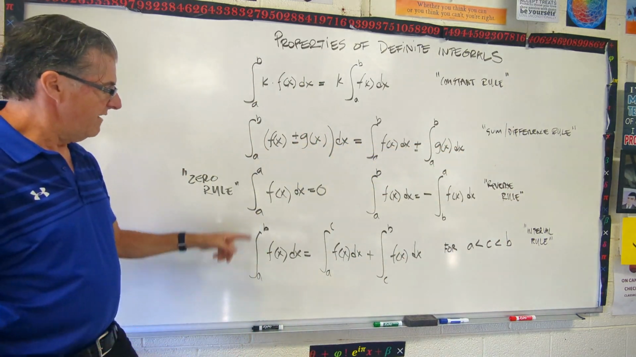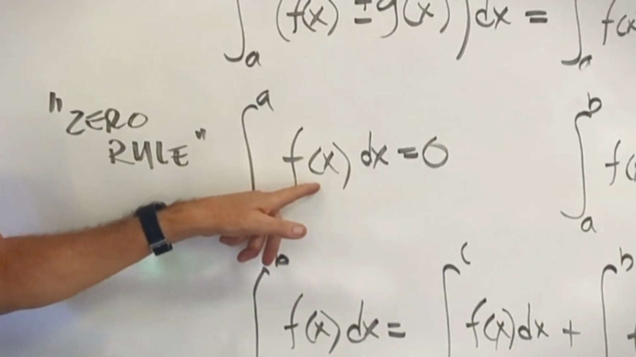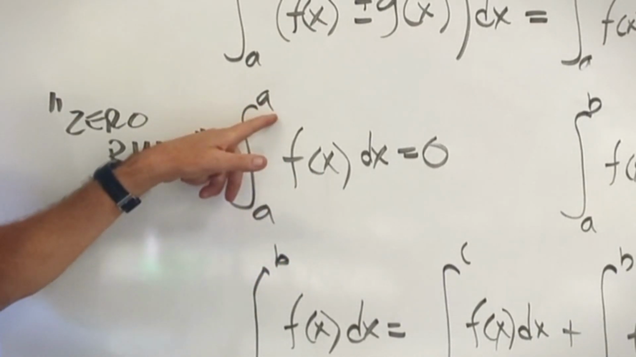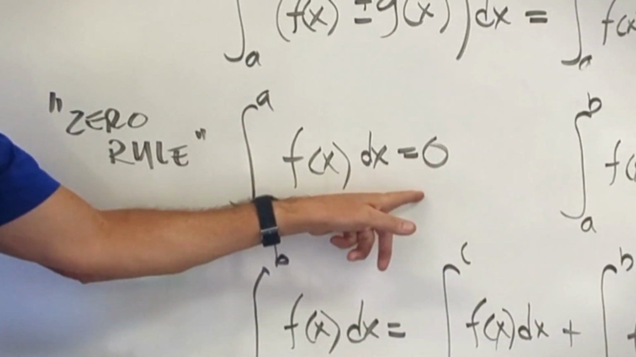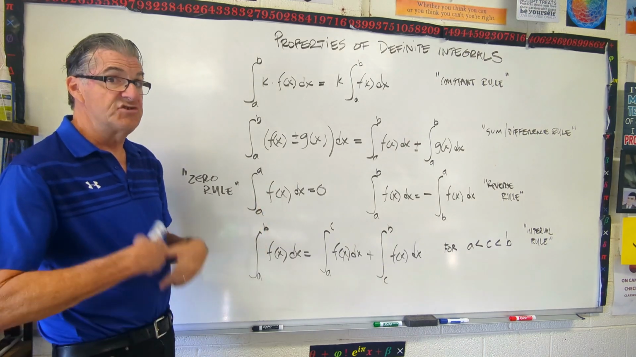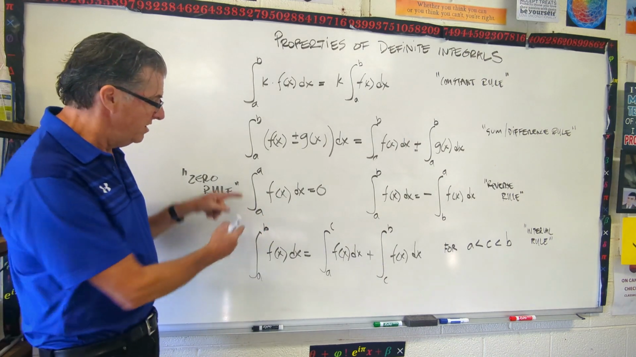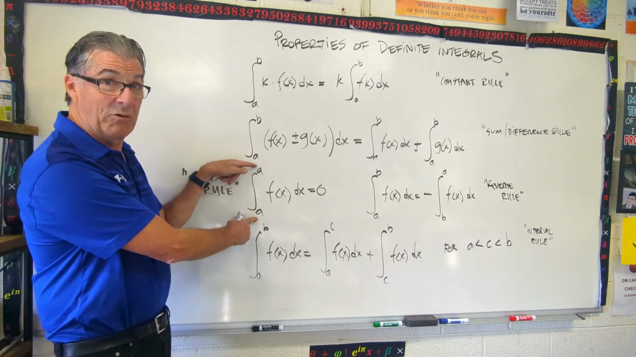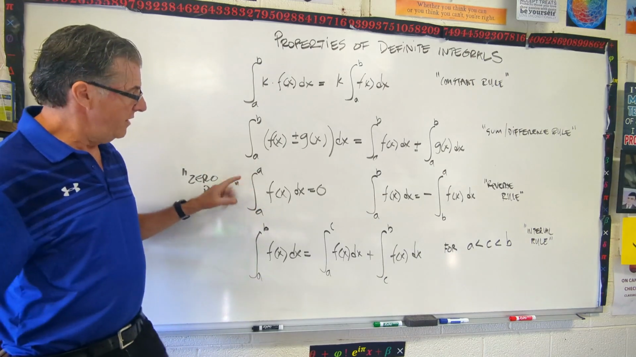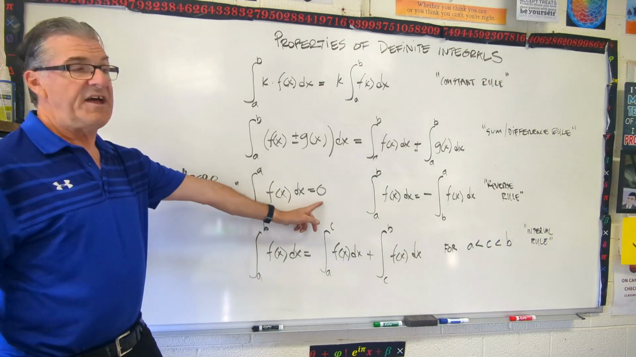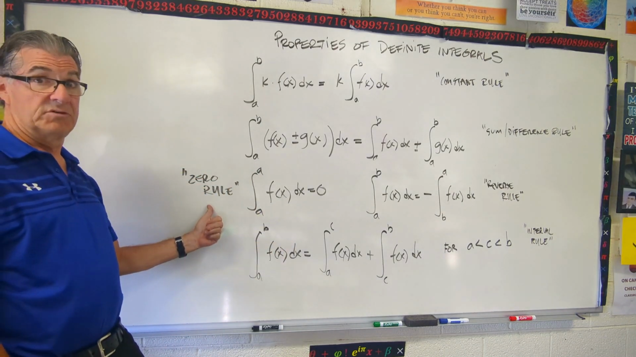Check this next one out. If I'm integrating any function from a to a, that's just 0. And that makes sense because there's no area under this line. We're not going anywhere. We're just at one point. So if you're integrating from a to a, that's 0, and we'll call that the 0 rule.